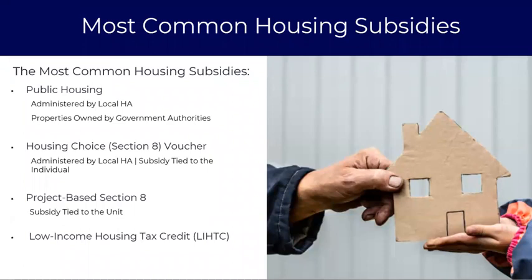Public housing programs are properties owned by government and funded through HUD, but administered by a local public housing authority and available for low-income families and individuals whose household income is less than 80% of the area's median income, which stands for AMI. The Housing Choice Voucher Program is like public housing. It too is funded through HUD, administered by a local housing authority, and available for low-income families and individuals whose household income is less than 80% AMI.